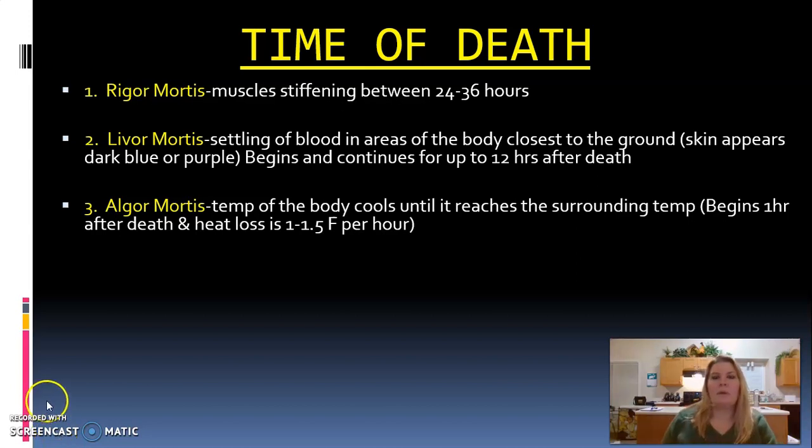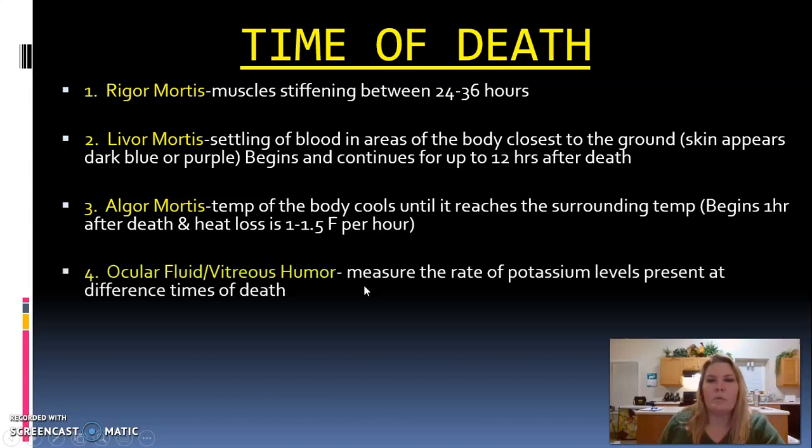Okay, guys, picking up where we left off. So, you've done your 3 mortises. Now it's time to figure out time of death. Well, what if you need more information? What if you can't figure it out from those 3 things? You also have 2 other options, and that is to look at the ocular fluid.